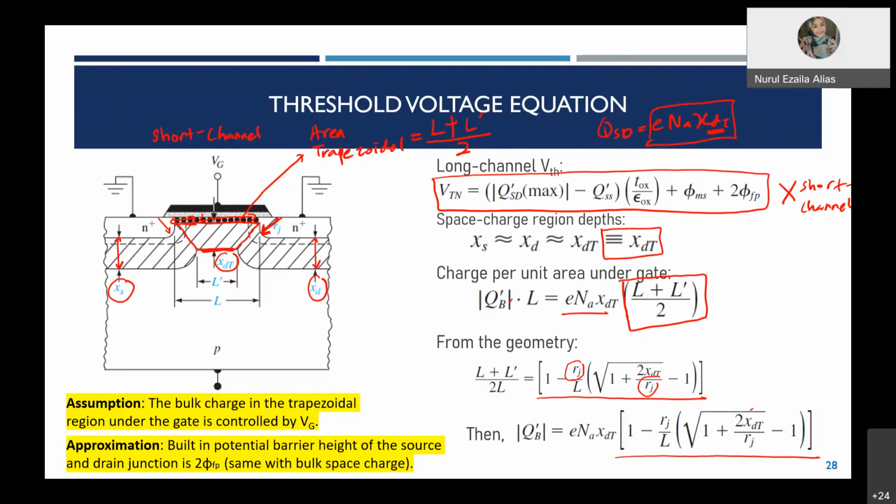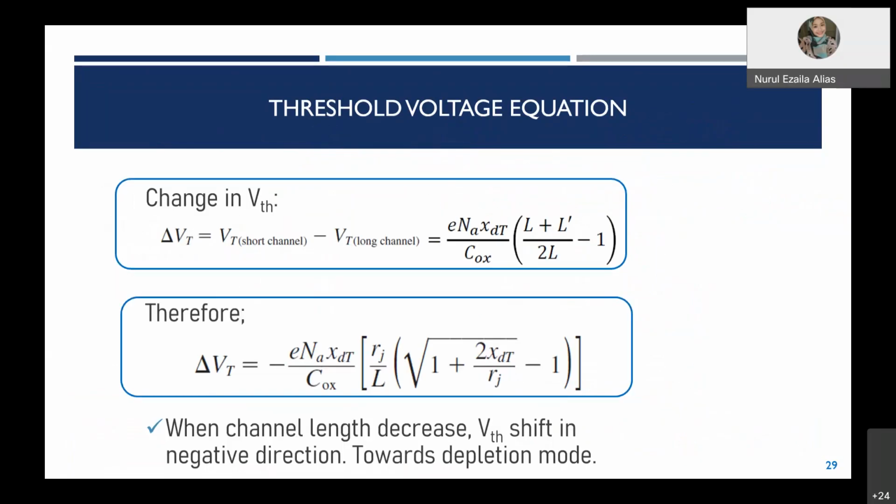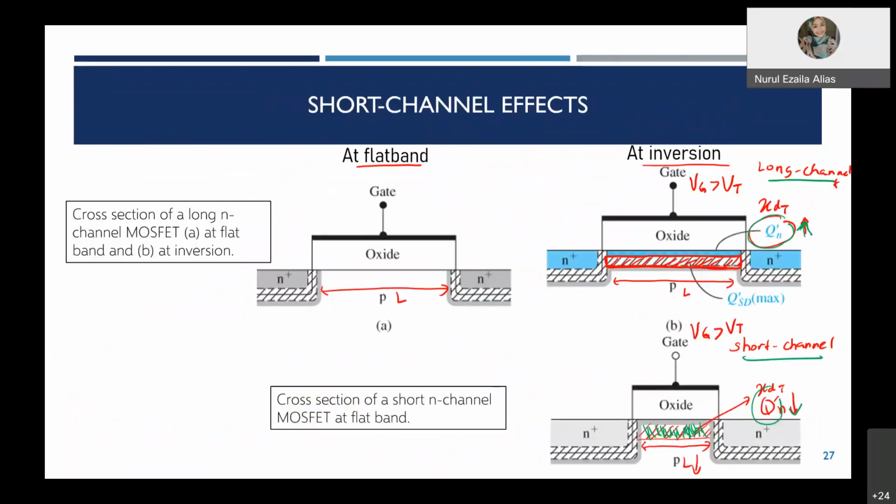However, for the long channel, it is straightforward, as we have seen from the previous lecture and so on. But for the short channel, everything becomes complex. We have to consider a lot of things in the equation, so the equation also becomes complex. Not only does the equation become complex, there will also be a change in the threshold voltage between long channel and short channel.